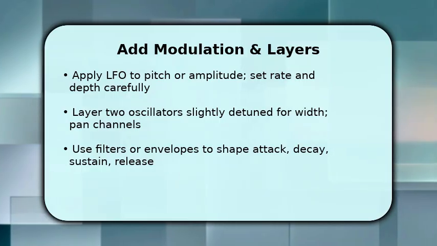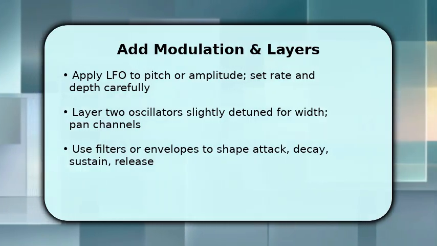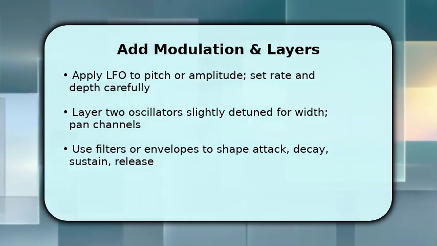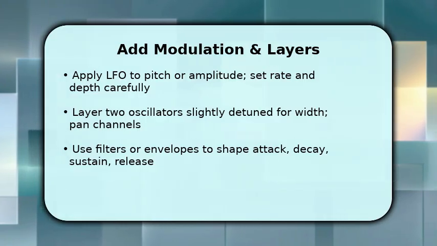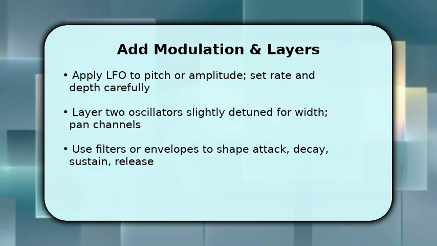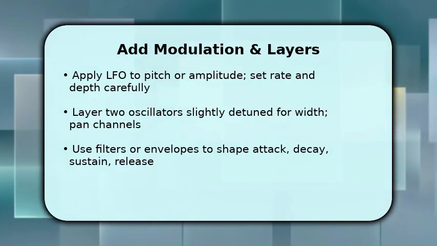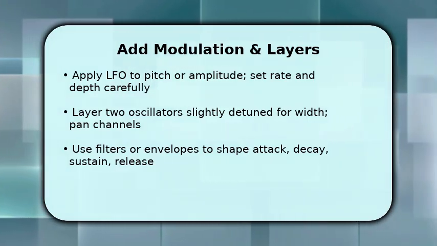Next, layer a second oscillator and detune it a few cents to produce richness and stereo width. Pan slightly left and right to separate them. Then insert a basic filter or adjust an envelope to tame harsh harmonics, and sculpt the sound's attack and release.